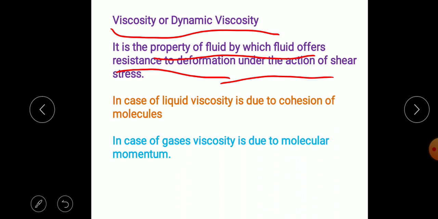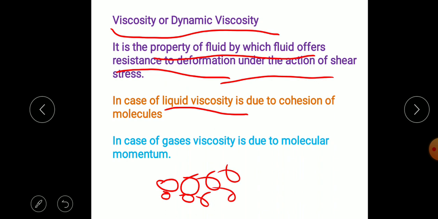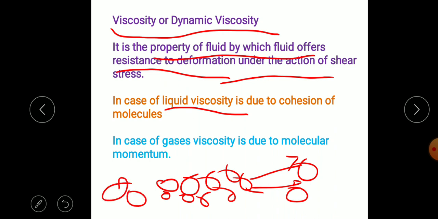In the case of liquids, viscosity is due to the cohesion of molecules. In liquids, molecules are compact and nearer. One molecule has an attractive force toward other molecules of the same fluid, and that is called cohesion. So attraction between the same molecules of the fluid is called cohesion. Due to strong cohesion force, there is a resistance to the flow.